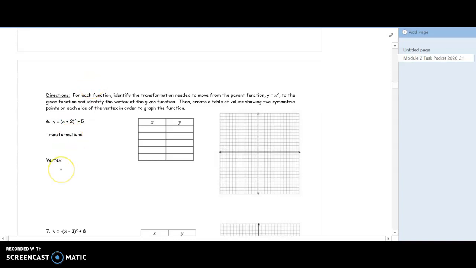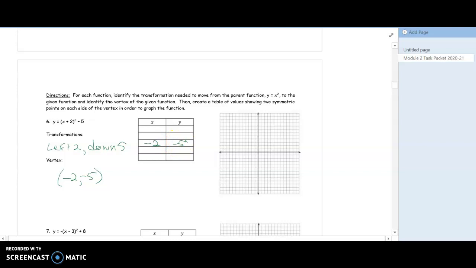From the transformations, we can find the vertex. Notice that since it's positive inside, I'm actually going to move to the left 2 because h is negative. Negative outside, what we expect, we're going to move down 5. If I take a vertex at 0, 0 and move it left 2, down 5, my vertex ends up at negative 2, negative 5. When I make a table of values, watch this cool trick. I'm going to put the vertex right in the middle entry of my table, so that's a negative 2, negative 5.